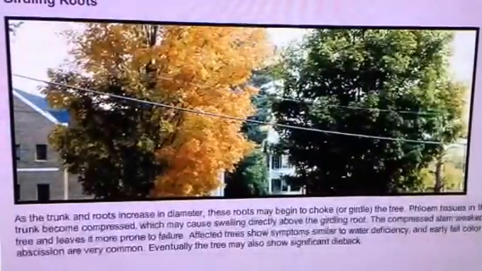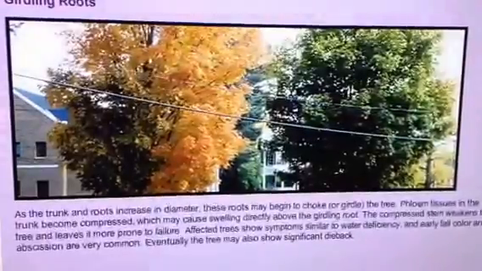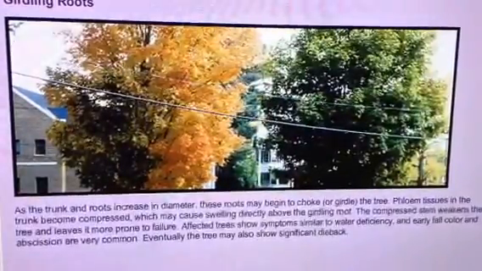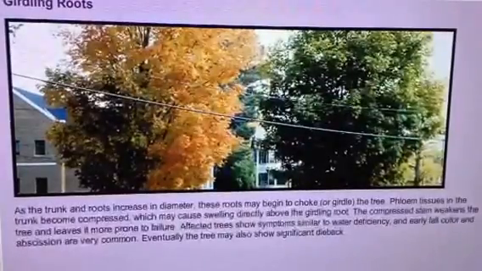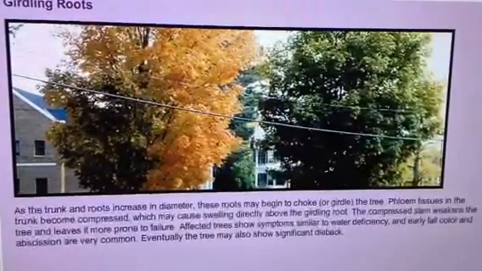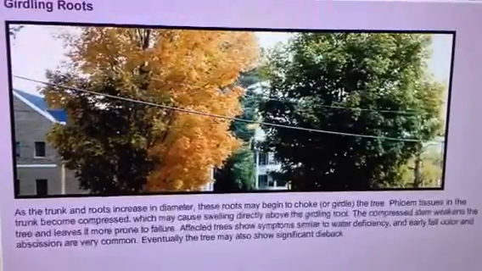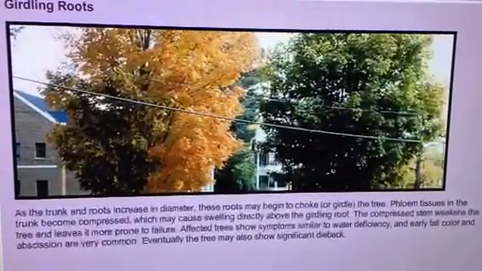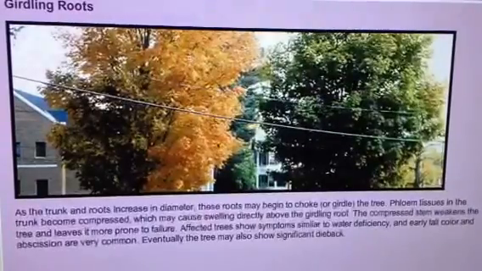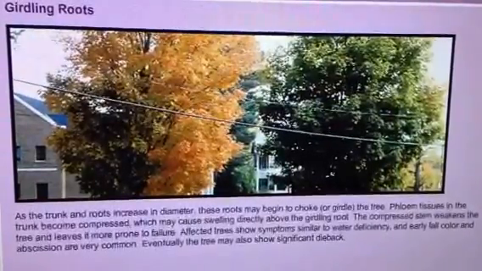As the trunk and roots increase in diameter, these roots may begin to choke or girdle the tree. Phloem tissues in the trunk become compressed, which may cause swelling directly above the girdling root. The compressed stem weakens the tree and leaves it more prone to failure. Affected trees show symptoms similar to water deficiency, and early fall color and abscission are very common. Eventually, the tree may also show significant dieback.